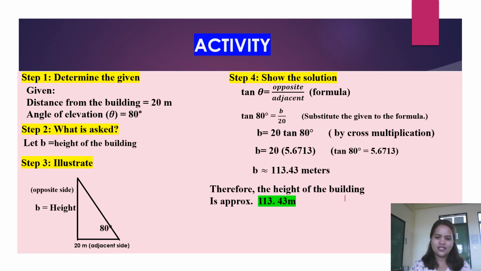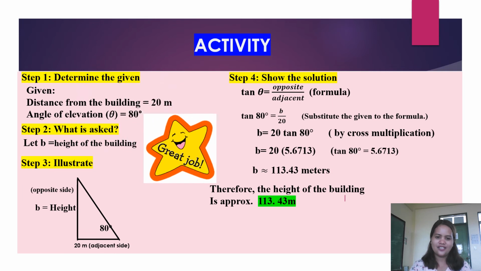Okay, let us proceed to the next activity. Okay, that is great job if you get it correct. Kung hindi naman makuha, then meron pang another activity, so you can practice. Sabi nga, di ba? Practice and practice, because practice makes perfect.